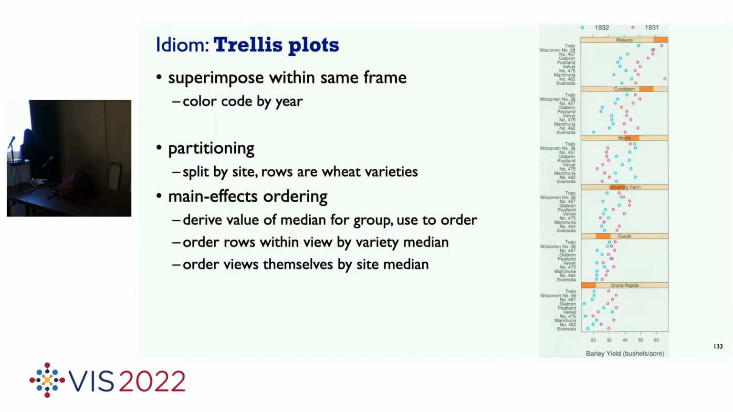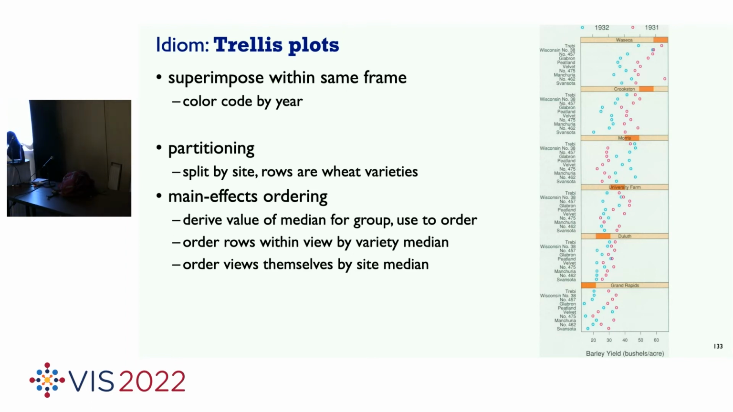So let's look at an approach with layering, and we're actually now seeing the combination of layering and juxtaposition. So we have multiple views, and what we've done is we're color coding by year and superimposing within the same frame. This is looking at varieties of wheat and different sites at which the wheat was planted, and the rows are the varieties of wheat, and notice how that's repeated in these small multiples.